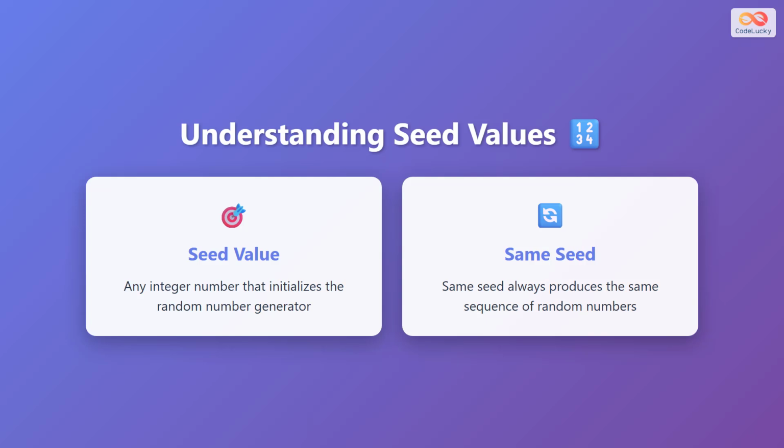A seed value is any integer number that initializes the random number generator. You can use any integer you like, such as 42, 0, 100, or any other number. The key principle to remember is that the same seed will always produce the same sequence of random numbers. Different seed values will produce different sequences, but each sequence will be reproducible if you use the same seed again.